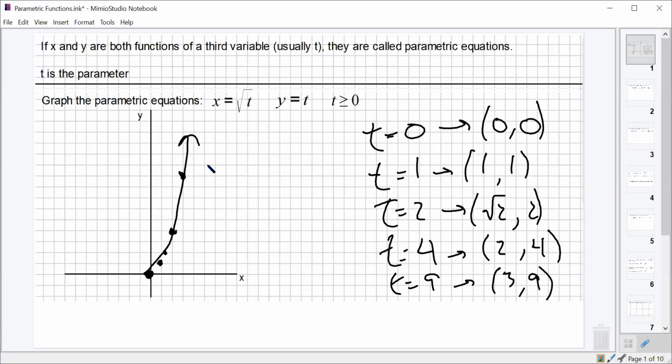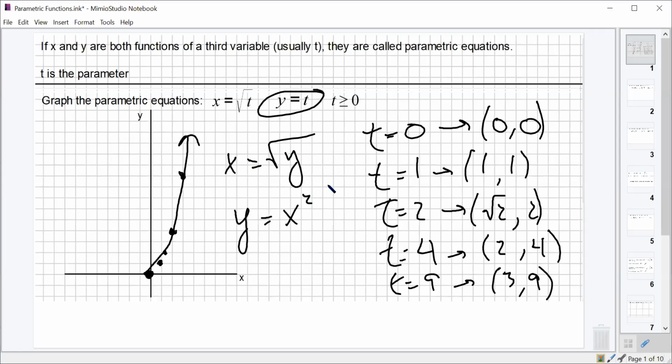How could we show that this is true? How could we convert this into rectangular coordinates? Anybody have an idea of how we could do that? Put one of the equations in terms of t, and then substitute that into the other equation. Okay, so we've got one already here in terms of t. Y equals t, right? And so if we do that, that means that I can replace this t with just a y. So we got x equals, well, that's not a square root. Square root y. And if we square both sides, we end up with y equals x squared, right?